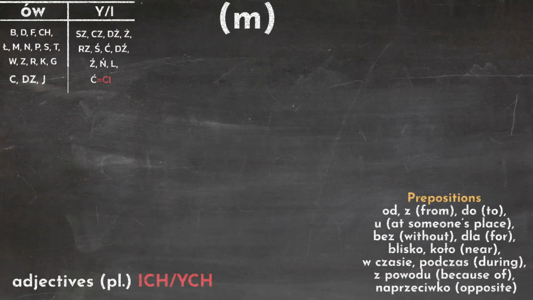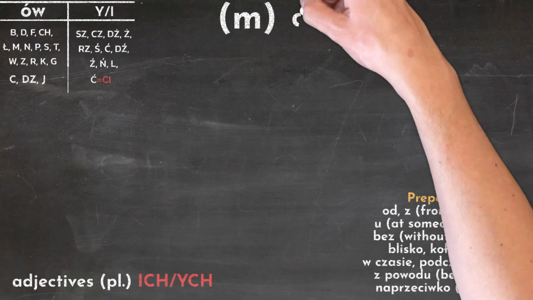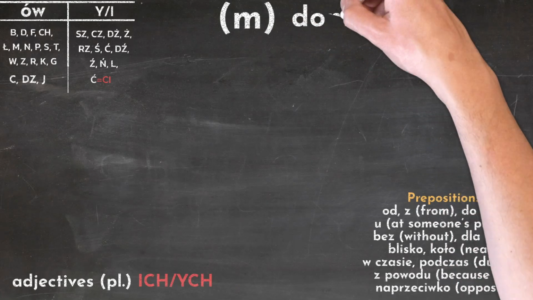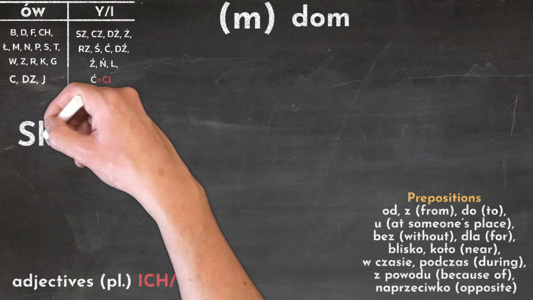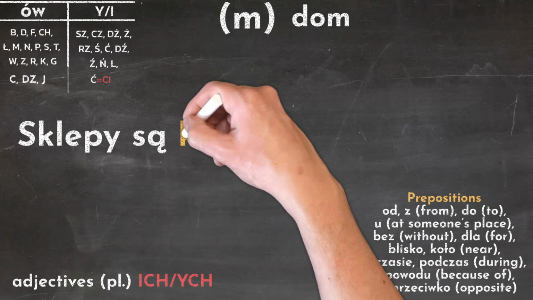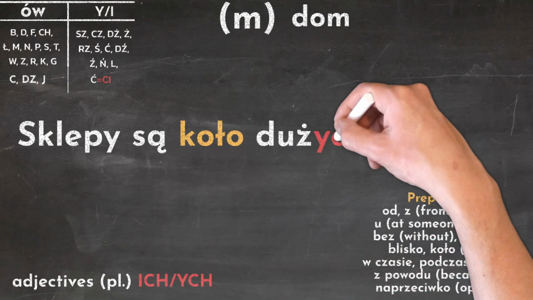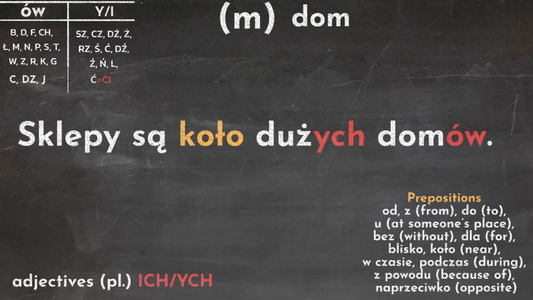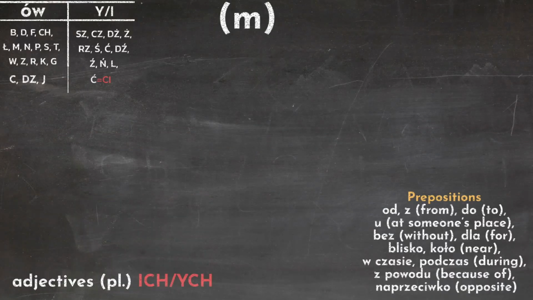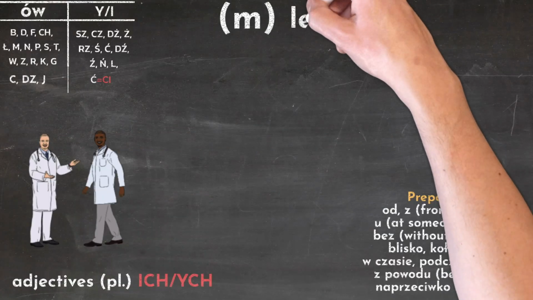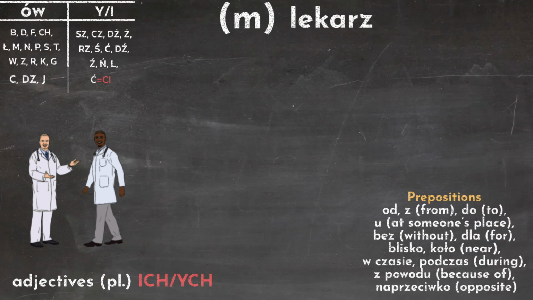Let's look at our next plural masculine noun, dom, domów. Dom ends in a regular looking letter, meaning hard consonant. Sklepy są koło dużych domów. Again, when describing a plural noun in the genitive case, we'll apply the ending ich to an adjective.